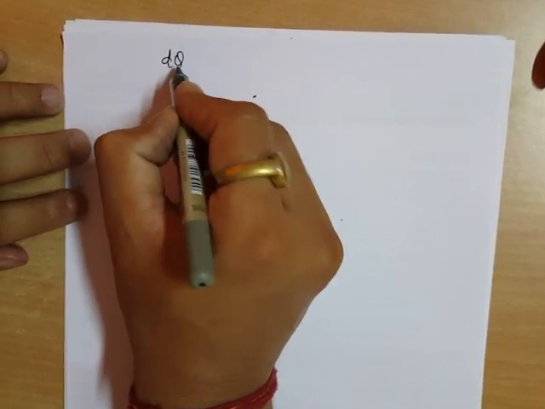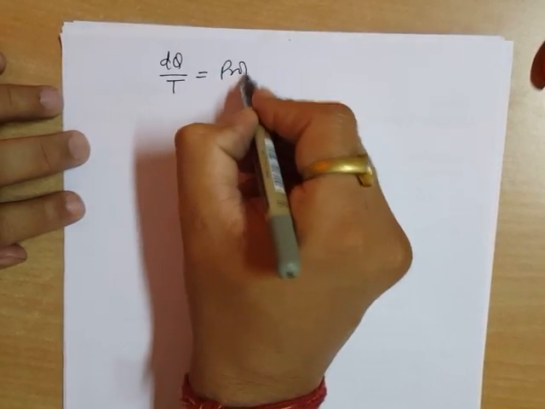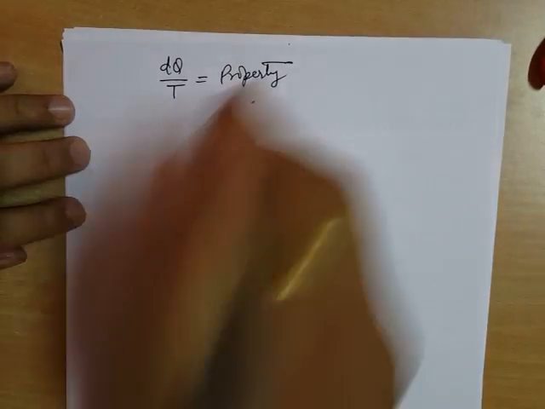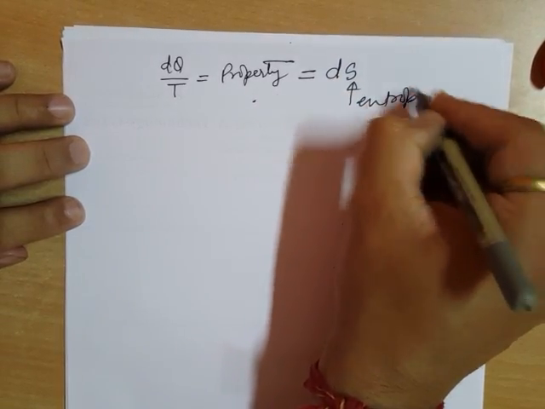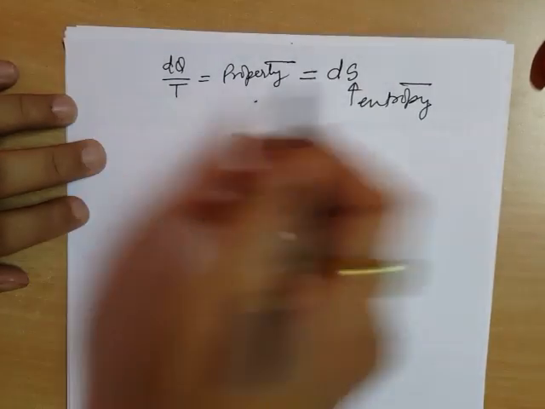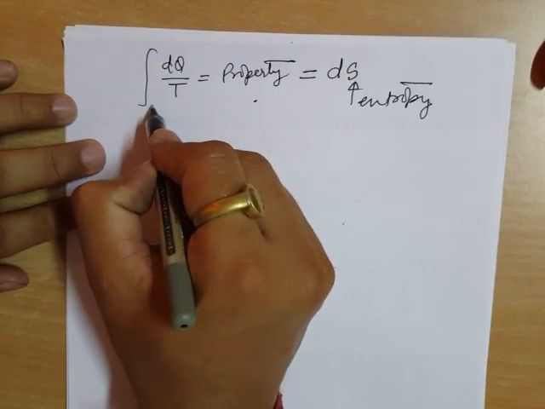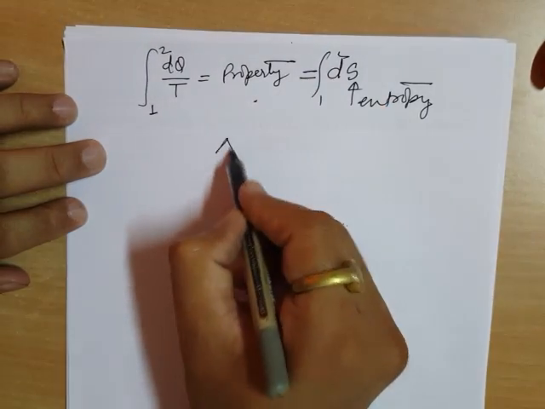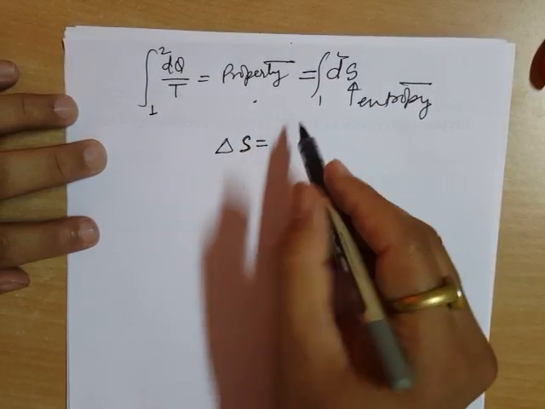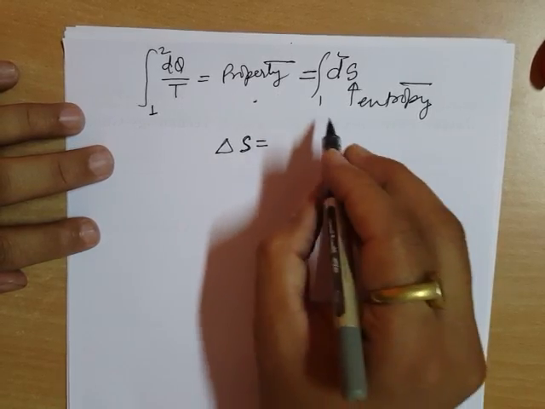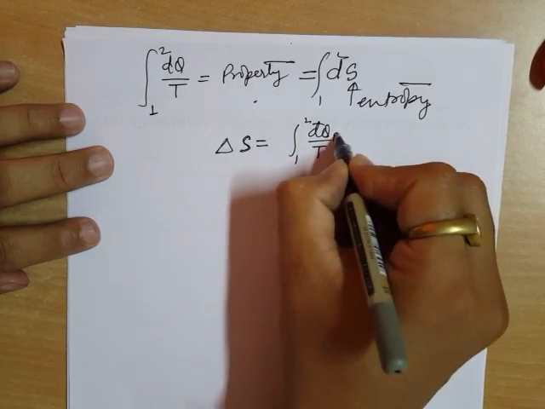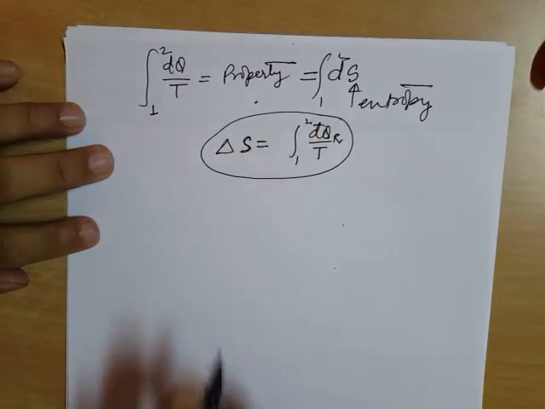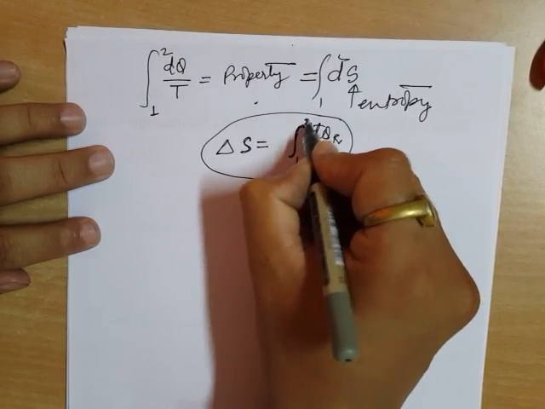So, this dq by T is a property, and this property is known as entropy. So if you integrate this from any point, say 1 to 2, this will give you the change in entropy along the path between the points 1 and 2, provided you are talking of a reversible path. Because you can perform integration only on a reversible path.